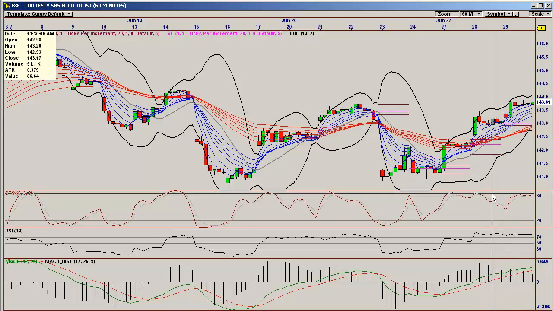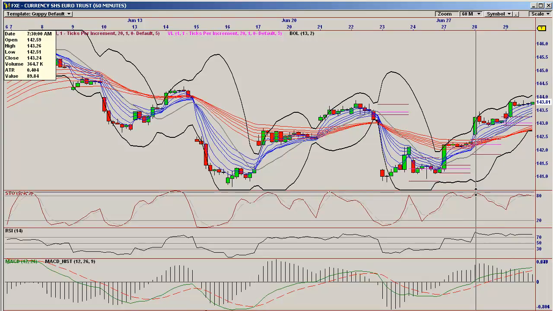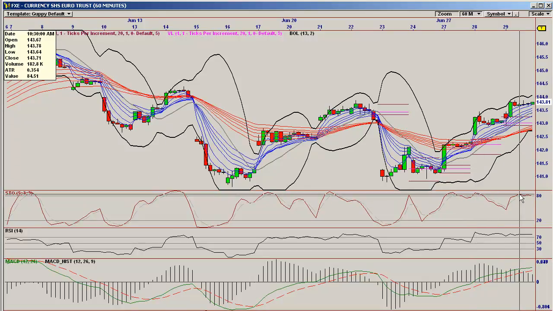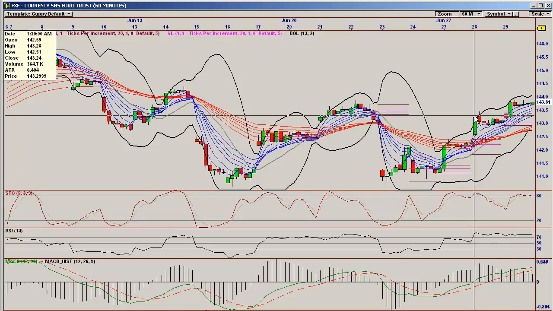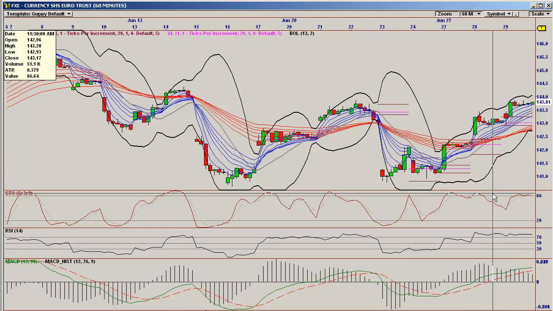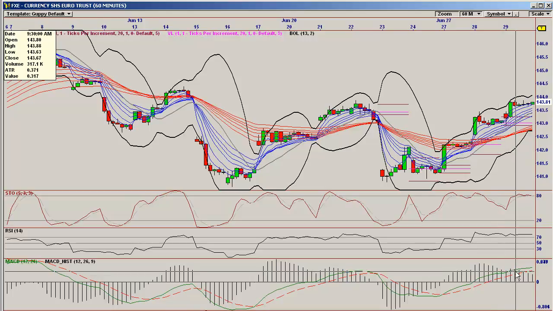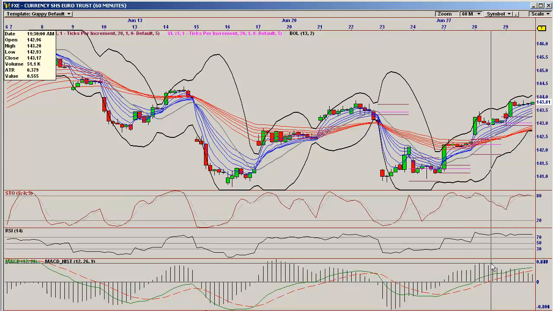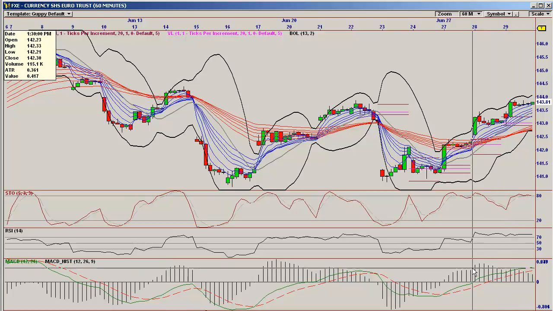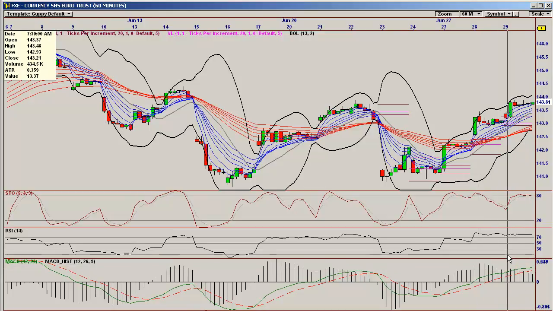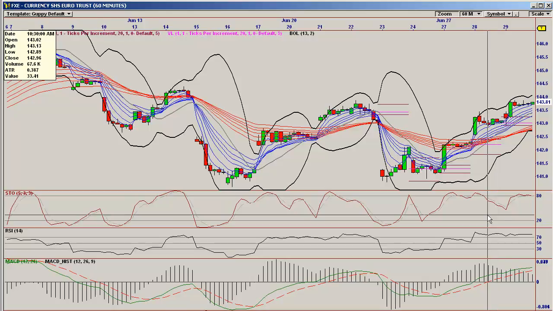Well, we have a peak here on stochastic. We have a lower peak here on stochastic. Price does not confirm. This is sloping down. And same thing with the MACD histogram. Price is moving up. A MACD histogram is moving down, slanting down. Very, very interesting. And this could be broken.